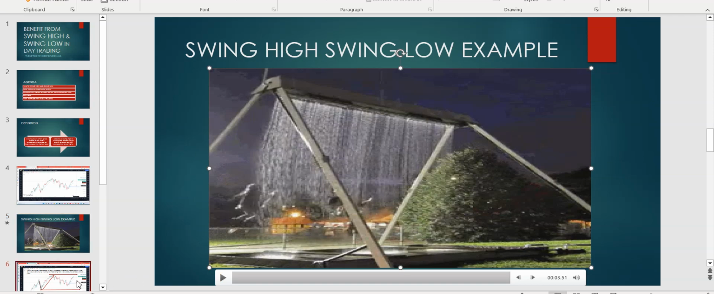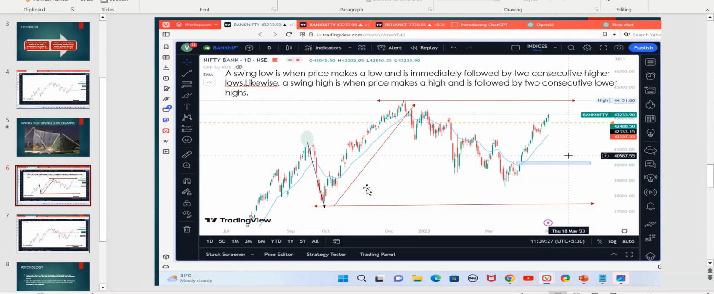Now let's apply this to the charts. Now this is the starting point and the price made a push to this level, which is the low, and again it goes back to its original location and moves in this direction. Now this is the swing low, this is the swing high. How I say that this is the swing high and swing low, I will explain with the definition.